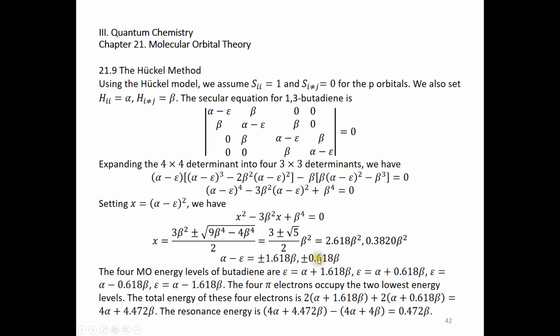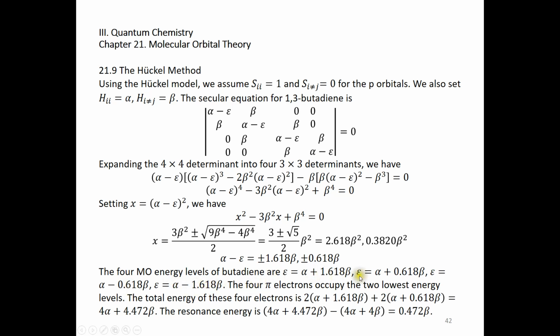Why do we have 4 different solutions? Well, this is a fourth order polynomial equation. That's why we have 4 different roots or solutions. The 4 MO energy levels of butadiene are determined to be epsilon equals alpha plus 1.6 beta, alpha plus 0.6 beta, alpha minus 0.6 beta, alpha minus 1.6 beta.